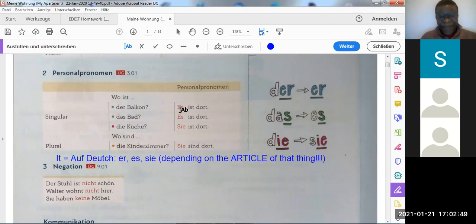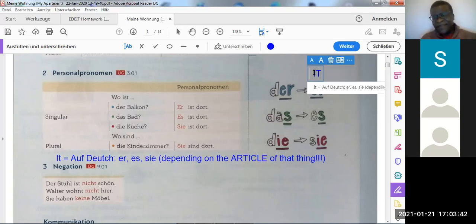He can respond, the balcony is there, or he can respond, der Balkon ist dort, but he doesn't want to repeat der Balkon. He has to take the pronomen, or the pronoun, of balcony. So that's why he's using er. Der changes to er. Er ist dort. It is there. But the it becomes er. Why? Because of der. Look, the formula is given. Any article with der, masculine, the it is going to become er.